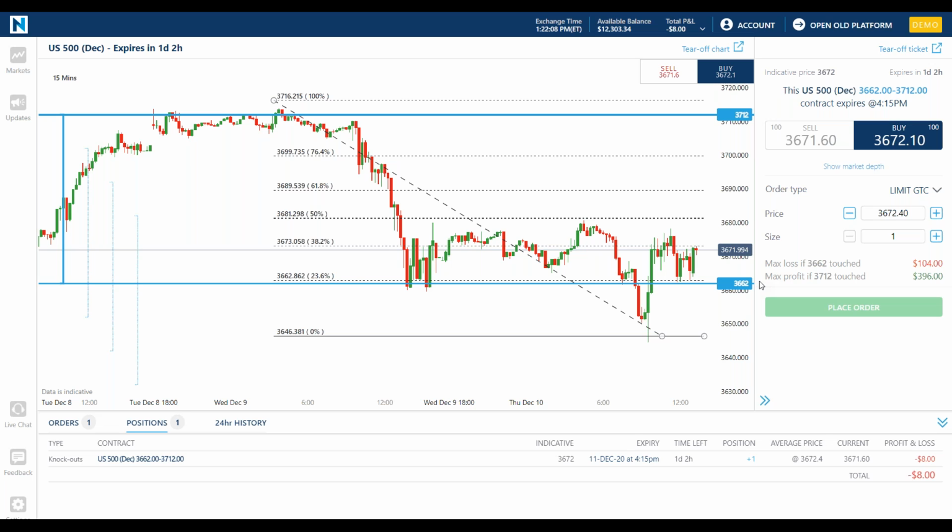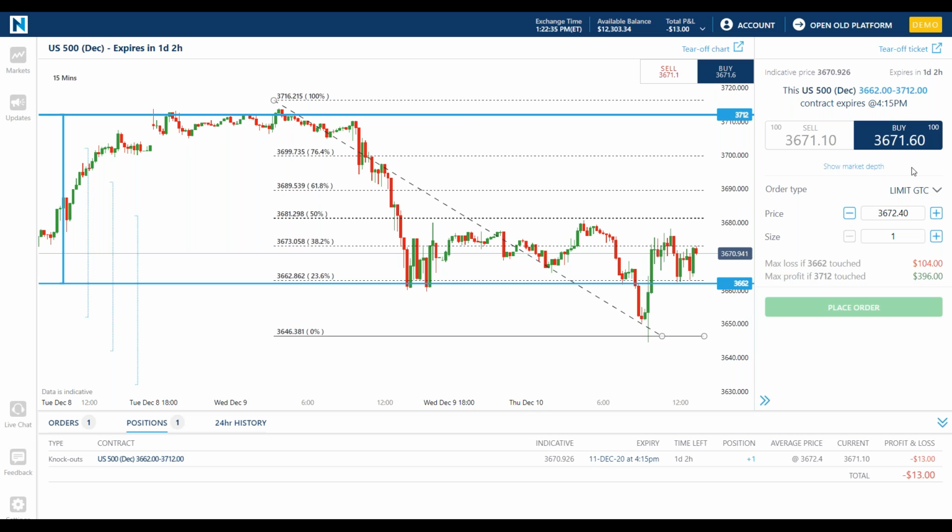I've experienced maximum potential loss. If it gets up to 37.12, as soon as it touches 37.12, I am out of the trade. The contract settled. I got knocked out for maximum potential profit. I made $396. If it goes up to 37.20, it doesn't matter. I cannot make any more than $396. This is how Nadex contracts work. Everything is defined risk, defined reward.